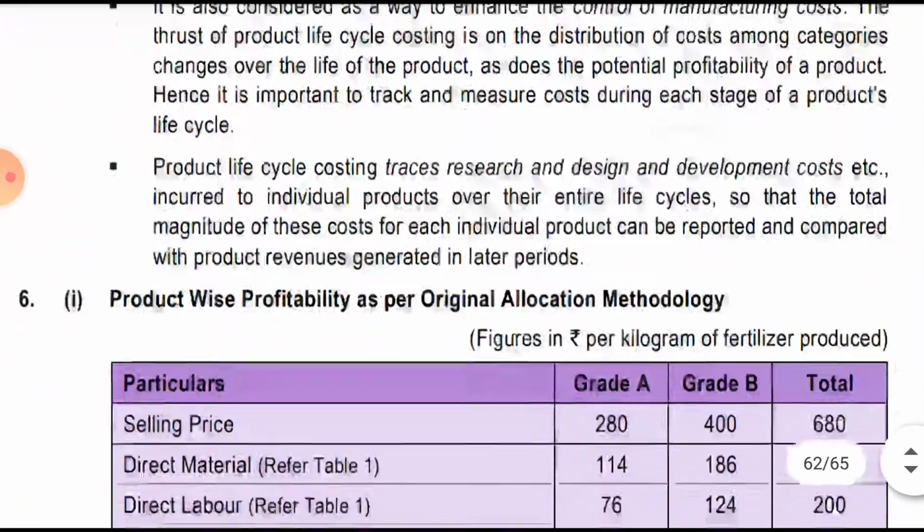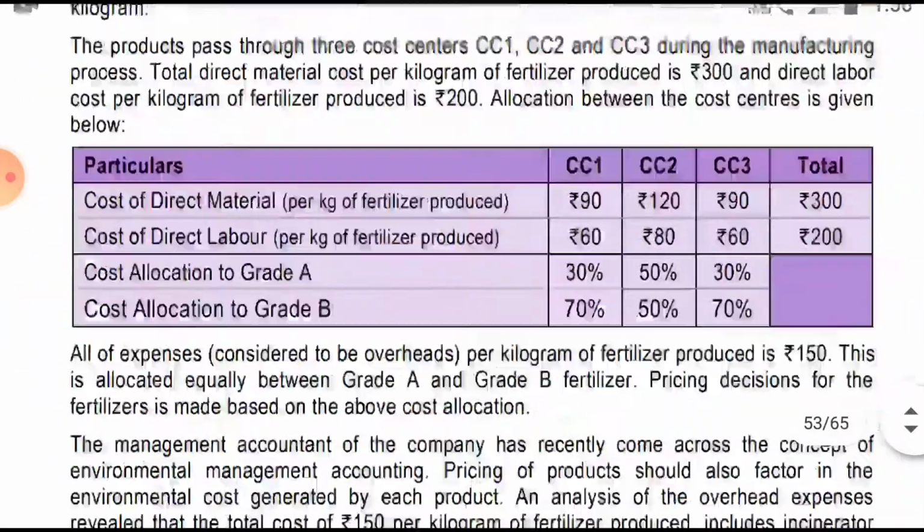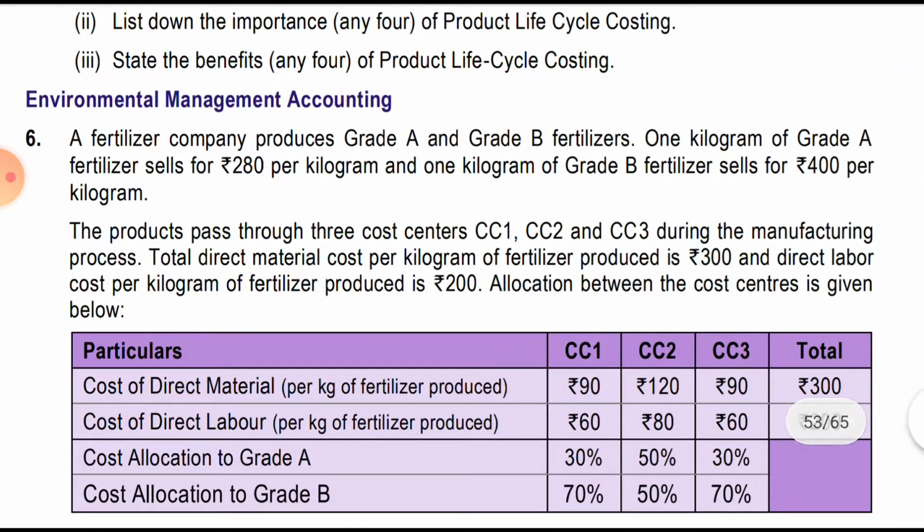We will move on to question number 6. This is a basic and simple question, and the last question as such of this chapter. A fertilizer company produces a grade A and grade B fertilizer. 1 kilogram of grade A fertilizer sells for 280 per kg, and 1 kilogram of grade B fertilizer sells for 400. So grade A sells for 280, grade B sells for 400.